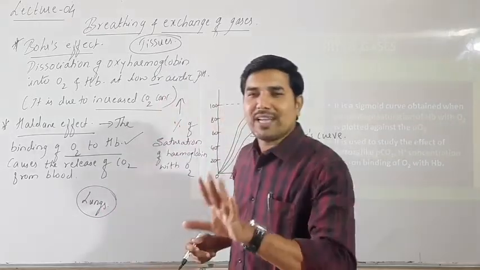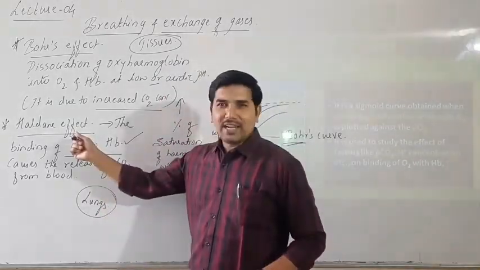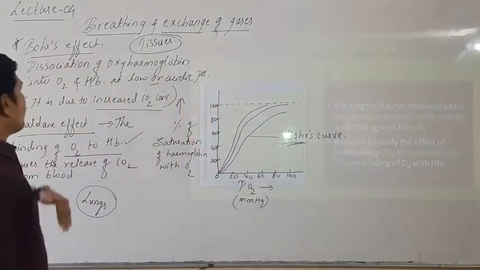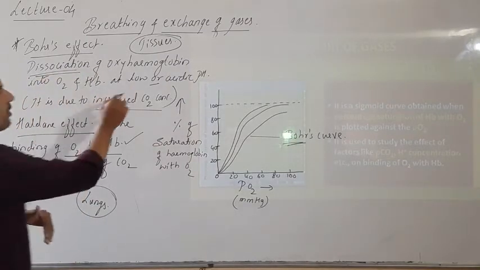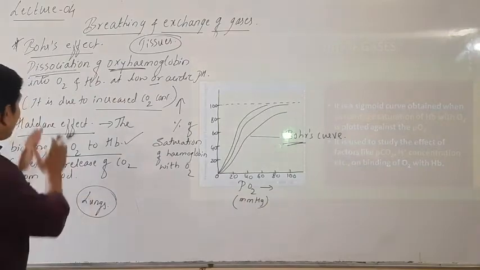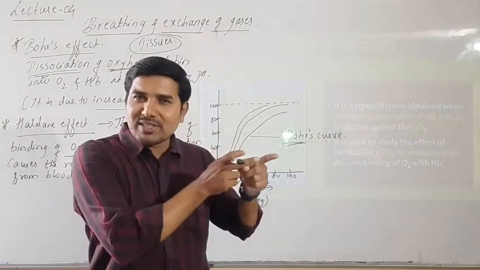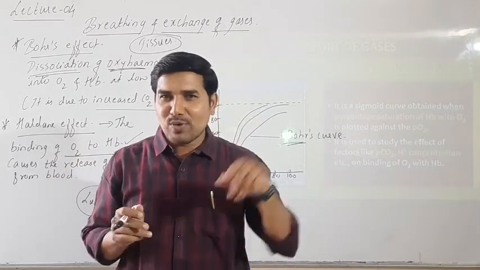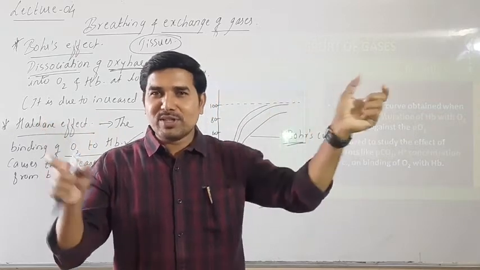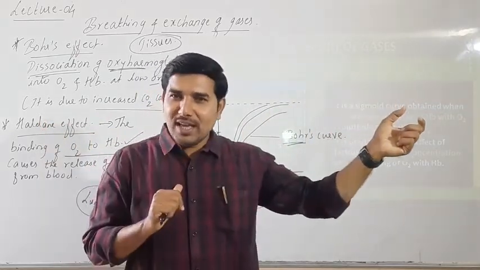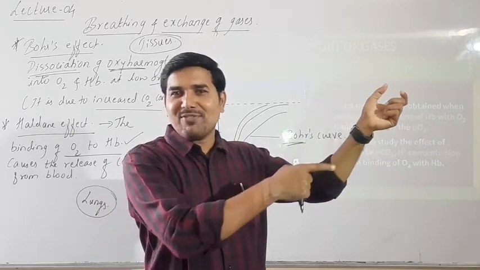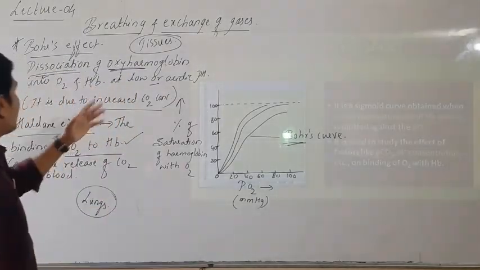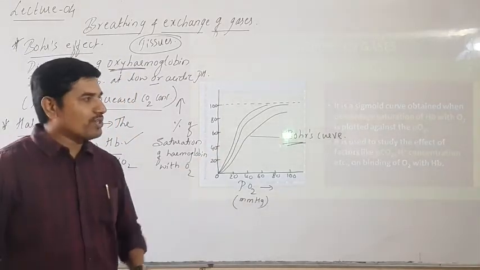In the lungs, Haldane effect will occur. In the tissues, Bohr's effect will occur, because Bohr's effect says dissociation of oxyhemoglobin. Haldane effect is association of oxygen with hemoglobin. So one is dissociation, one is association. Dissociation occurs in the tissues, association occurs in the lungs. Bohr's effect, Haldane effect, they work simultaneously and continuously. So this is regarding the oxygen dissociation curve.